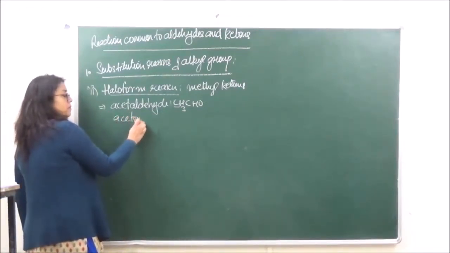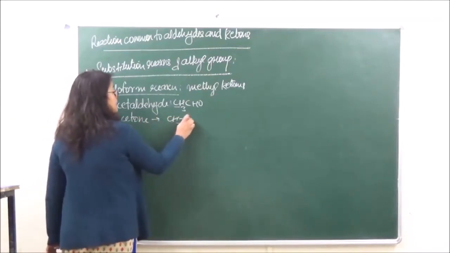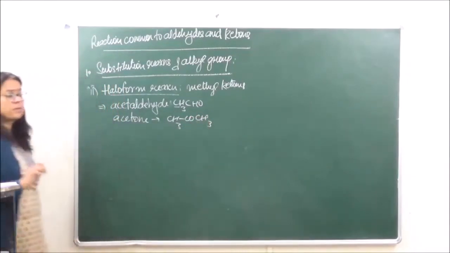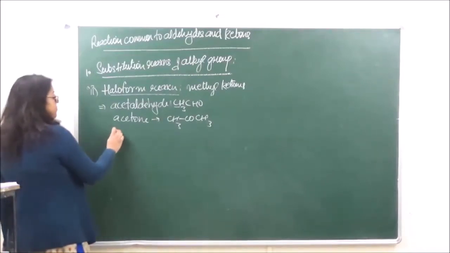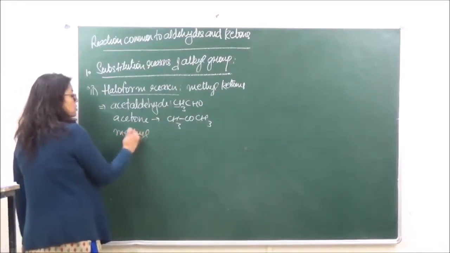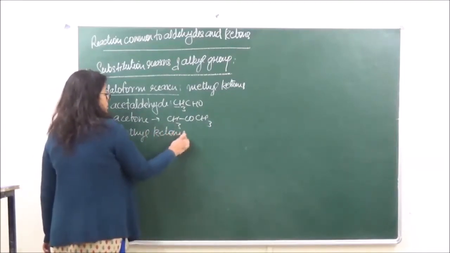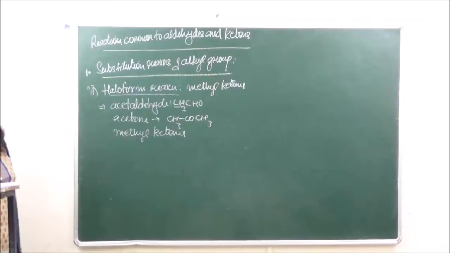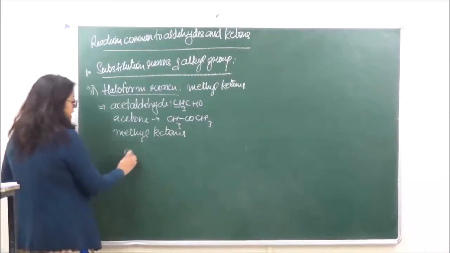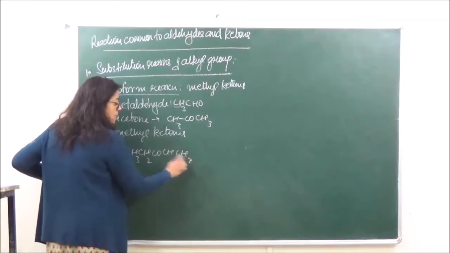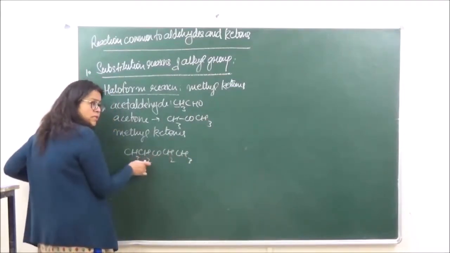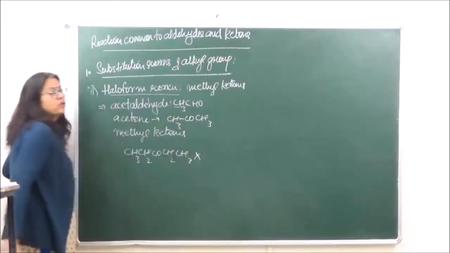Acetone. Acetone has the formula CH3COCH3. Again there is a CH3 methyl group present next to the carbonyl. So this is going to give us the haloform reaction, and in fact all the methyl ketones are going to give this test. So for example, if suppose we have CH3CH2COCH2CH3, you can see that with CO there is no CH3 group present. This is not going to give the haloform test.